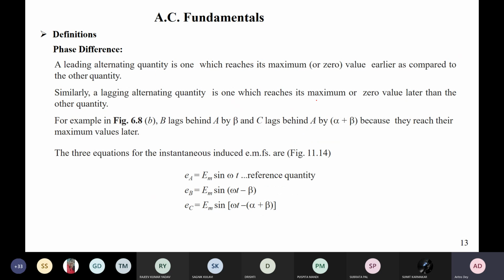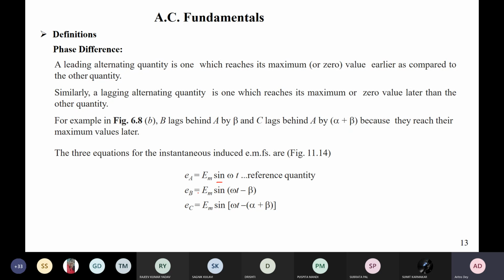Okay, so regarding phase difference, a leading alternating quantity is the one which reaches its maximum or zero value earlier as compared to the other quantity. So this is a leading one. Similarly, lagging is the other way around. Here the example I have already discussed. So three equations we can write like this. A is leading compared to B and C.